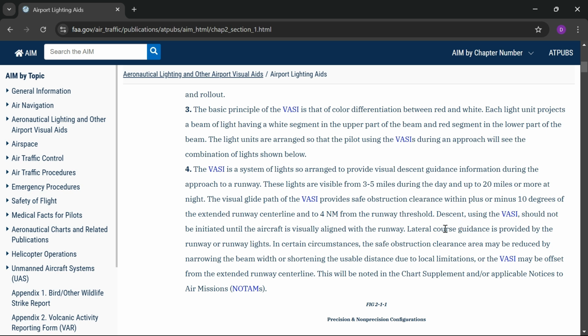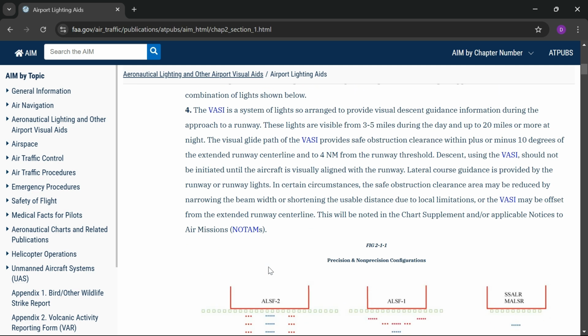Descent using the VASI should not be initiated until the aircraft is visually aligned with the runway. Lateral course guidance is provided by the runway or runway lights. In certain circumstances, the safe obstruction clearance area may be reduced by narrowing the beam width or shortening the usable distance due to local limitations, or the VASI may be offset from the extended runway centerline. This will be noted in the chart supplement and/or applicable notices to air missions, NOTAMs.